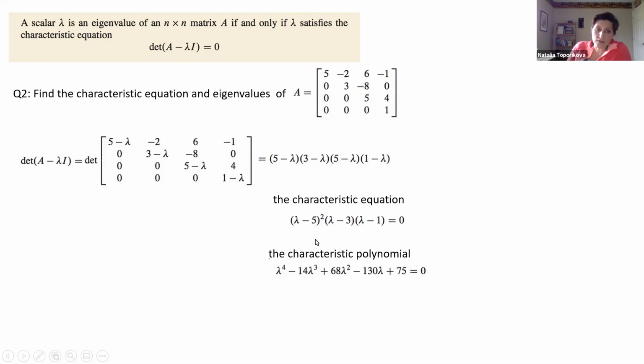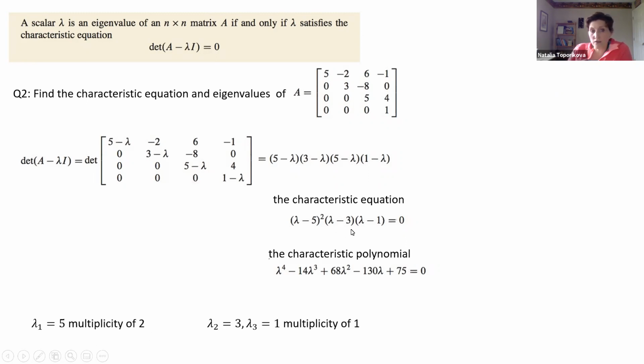But I personally prefer the characteristic equation in the difference form because it helps us find the zeros of the polynomial really easily. For example, this first term will give us a value of lambda equal to 5. And because it's raised to the power 2, or because 5 minus lambda was listed twice in our diagonal elements, it has a multiplicity equal to 2.